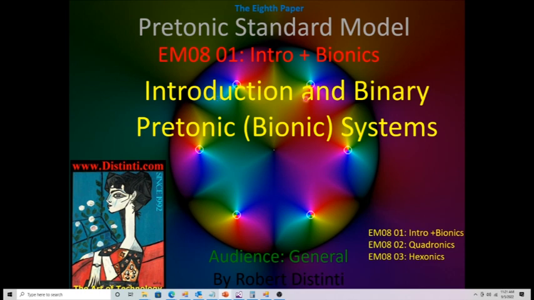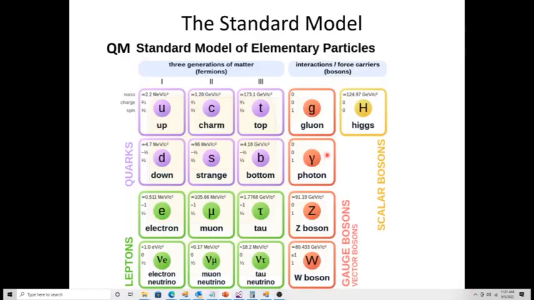and then we're going to discuss the binary Pretonic systems, also known as bionic. There's also trionic, quadronic, pentonic, and hexonic systems. We'll have a quick intro to those, but we're going to predominantly cover the bionic systems.